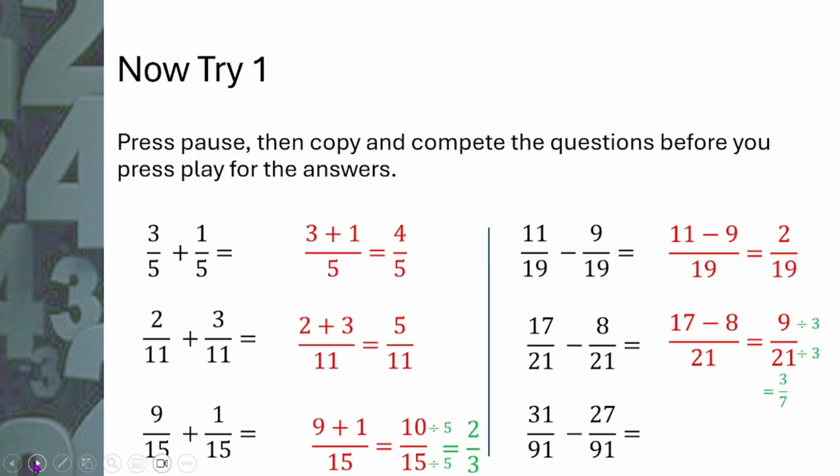Last question, we can see both of these fractions are over 91, so they already have a common denominator. It just leaves me to subtract 27 from 31, giving me 4 over 91, which cannot be simplified. So do look out for those answers that can be simplified and simplify them where you can.